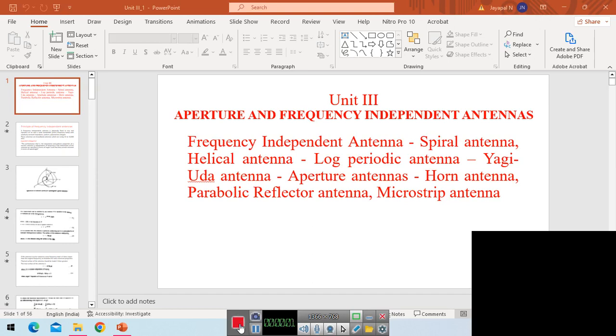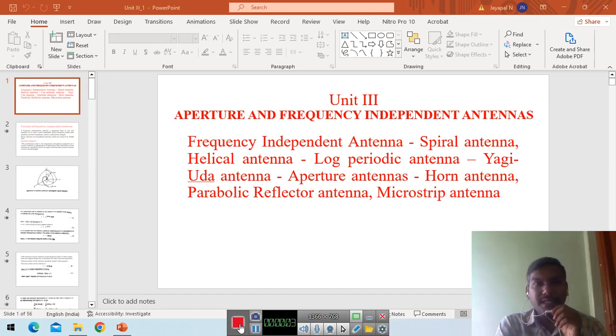Hello everyone, today we are going to discuss Unit 3: aperture and frequency independent antennas. So this is the syllabus: frequency independent antenna, spiral antenna, helical antenna, log periodic antenna, AWP antenna, aperture antennas and horn antenna, parabolic reflector antenna and microstrip antenna.